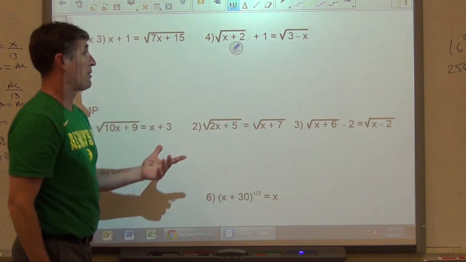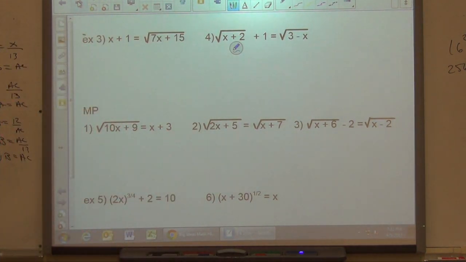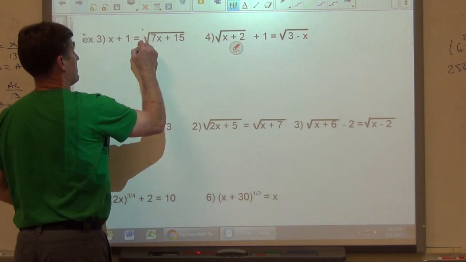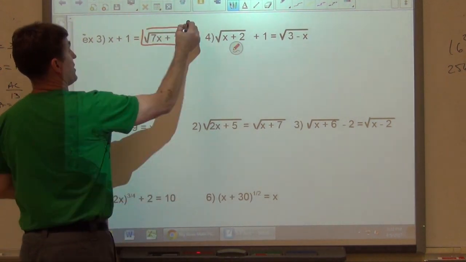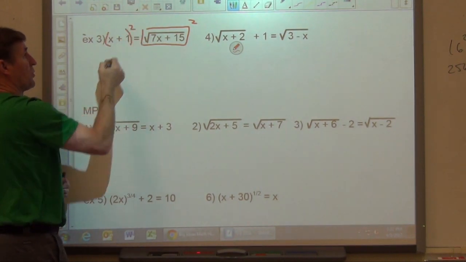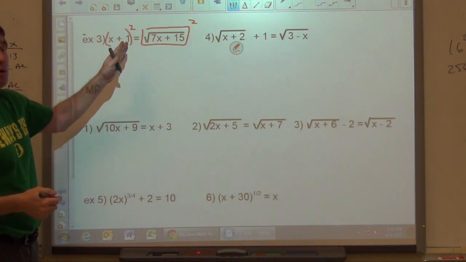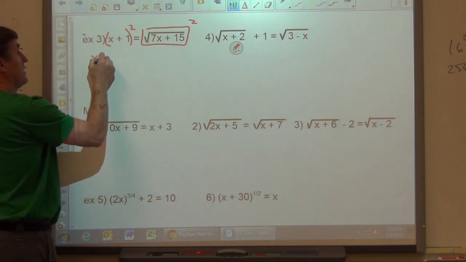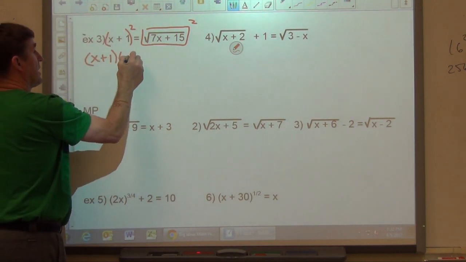Here's where they can get a little bit more difficult. When you have a situation like this, we've got the radical by itself. Okay, so we can just square both sides. But here's where people have to remember, I have to square this whole side, and you can't just square both terms. Remember, x plus 1 squared means to take x plus 1 times x plus 1.